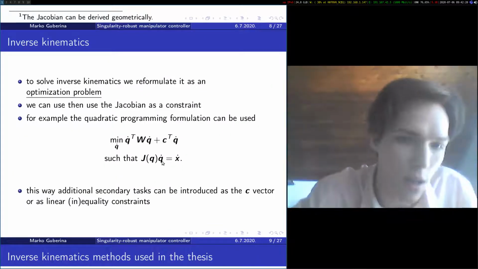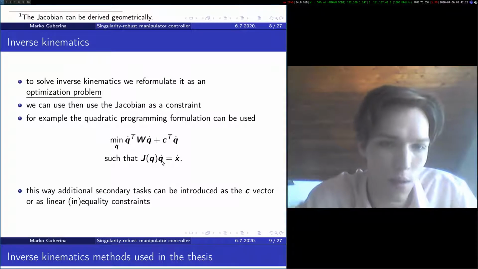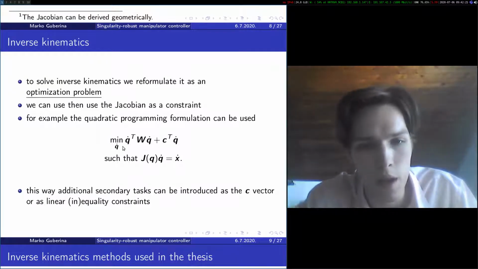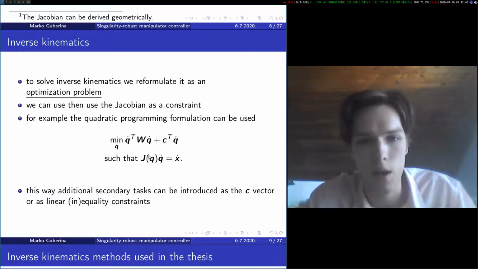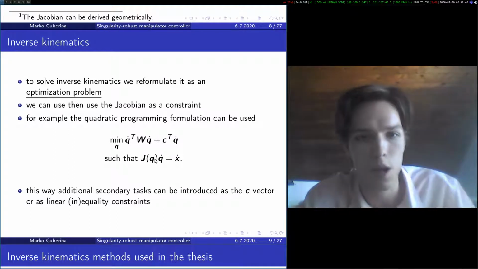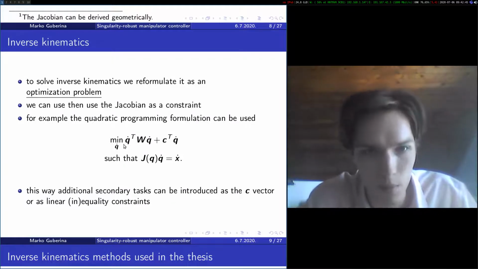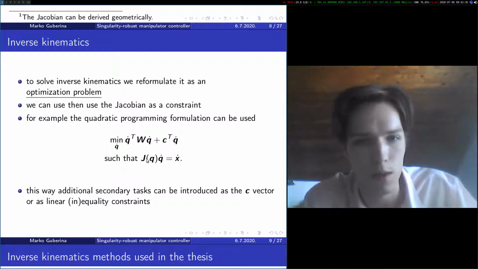Okay, so now let's see how this works as an optimization problem. Here we have what's essentially kinetic energy for the joints. We want to minimize that, and we want to do that in a way which respects this constraint, which is that the end effector can move in such a way which was described by the Jacobian. So basically we want to move as little as possible.